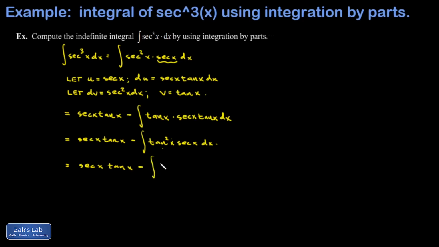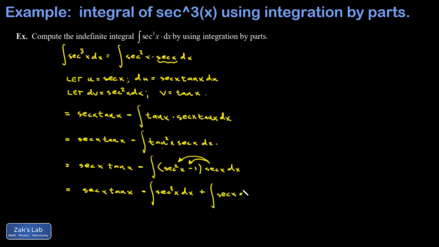I'm going to look at tangent squared as secant squared x minus 1. And this is a good thing because when I distribute this secant, I'm going to end up with the integral of secant cubed over here. I'm going to go ahead and split the integral into two pieces. So one of them is secant cubed. The other one, I have a negative secant integral, but there's a minus sign distributed through this. So I end up with plus the integral of secant x dx.